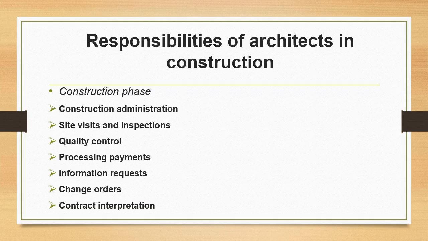Information request, that is, the architect responds to requests for information from the contractor who may need clarification on the design documents during construction. Change orders. If design changes are needed during construction, the architect prepares and processes change orders to formally document and approve the modification.